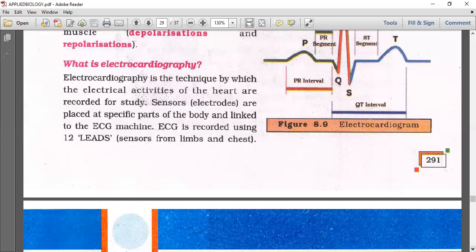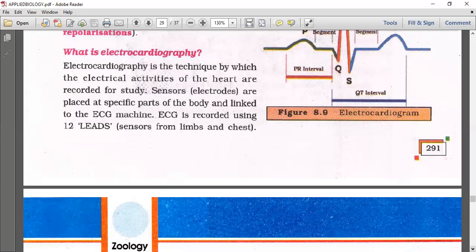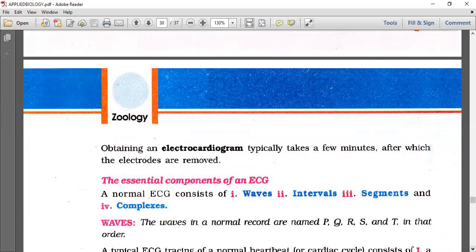An ECG is recorded using 12 leads. We say 12 leads, meaning sensors from the limbs and chest. You may have seen in many movies that an ECG uses 12 leads, placed in different places of the body, with sensors from the limbs and chest. Obtaining an electrocardiogram typically takes a few minutes, after which the electrodes are removed.